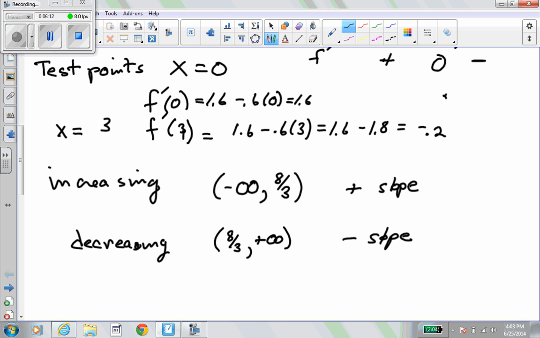So those are the answers to the questions on that problem. The first one being, what's the critical point? The next one being the open intervals when the function is increasing, and the last, the open intervals at which the function is decreasing. So I hope that helps. I'll see you in the next problem.